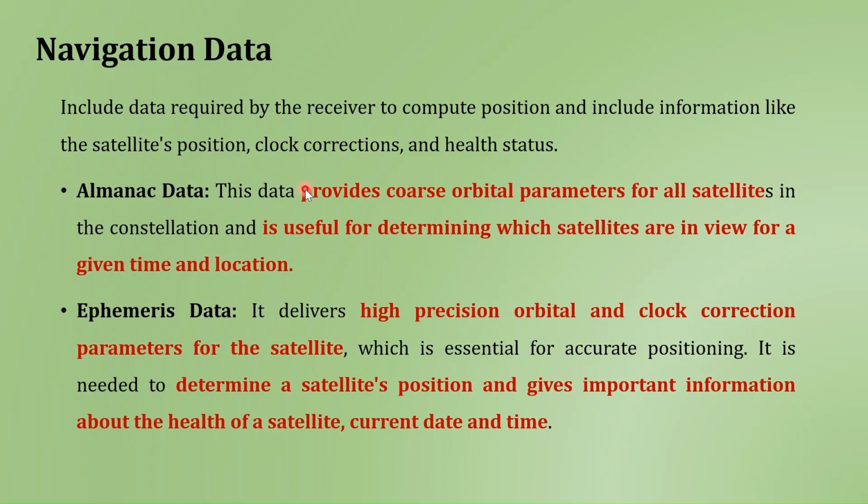Almanac data provides coarse orbital parameters for all the satellites in the constellation and is useful for determining which satellites are in view for a given time and location. And then we have the ephemeris data, which delivers the high precision orbital and clock correction parameters for the satellite. And this is needed to determine a satellite position, and it gives important information about the health of the satellite, current date and time.